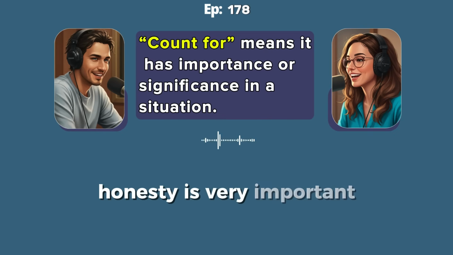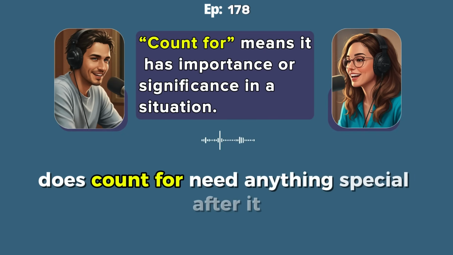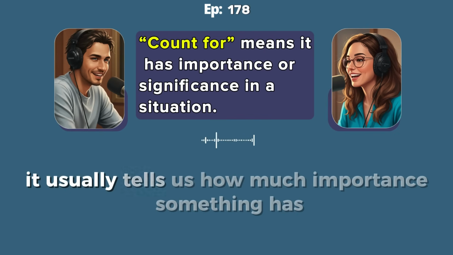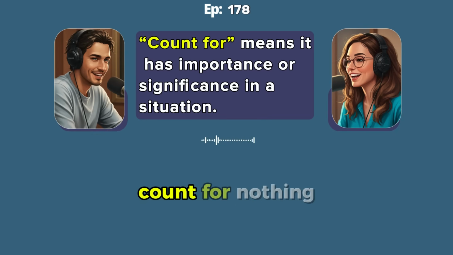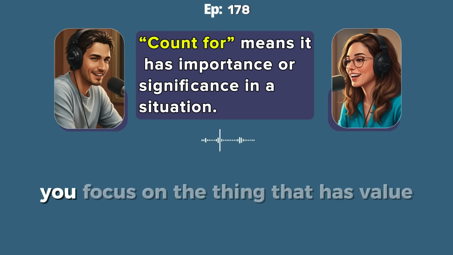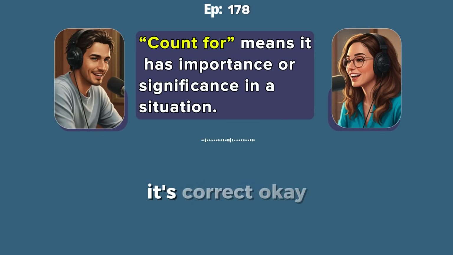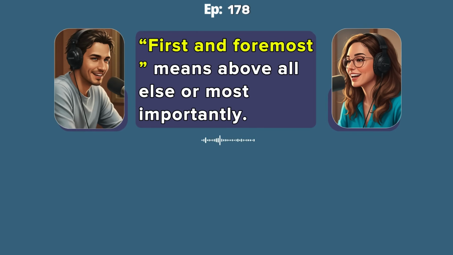Honesty is very important. What about the grammar? Does count for need anything special after it? It usually tells us how much importance something has. Like, count for a lot, count for something, count for nothing. And you don't usually put another verb directly after count for in this structure. You focus on the thing that has value? Yes, Lisa. It's correct. Okay, well, I think now our followers understand the phrase count for better.